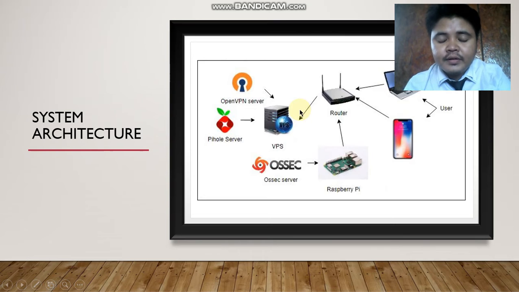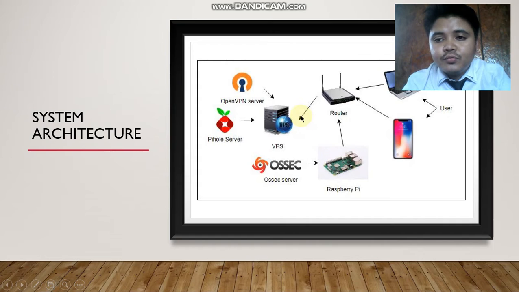The second network architecture in the system architecture is the improvement of the Pi-hole server, which is before this Pi-hole server is installed on the Raspberry Pi, but now I changed it to the VPS, since the OpenVPN can be run alongside the Pi-hole server. OpenVPN server cannot be installed in Raspberry Pi.